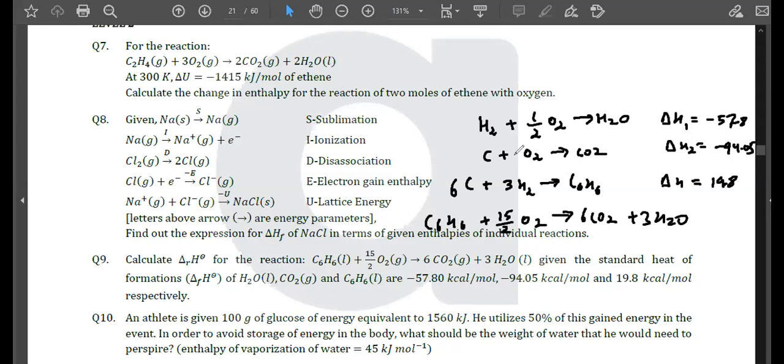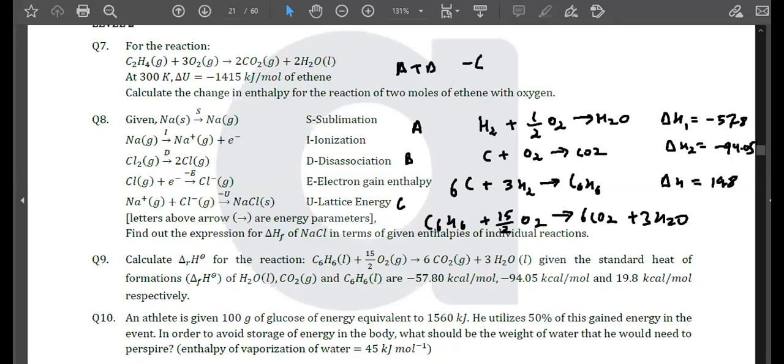So this is step A, step B, step C. Step C is minus, right? Then O2. So you have to add these two. So A plus B minus C.